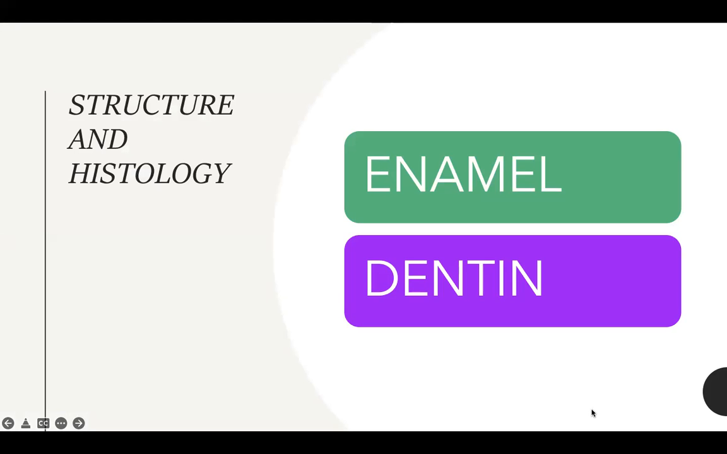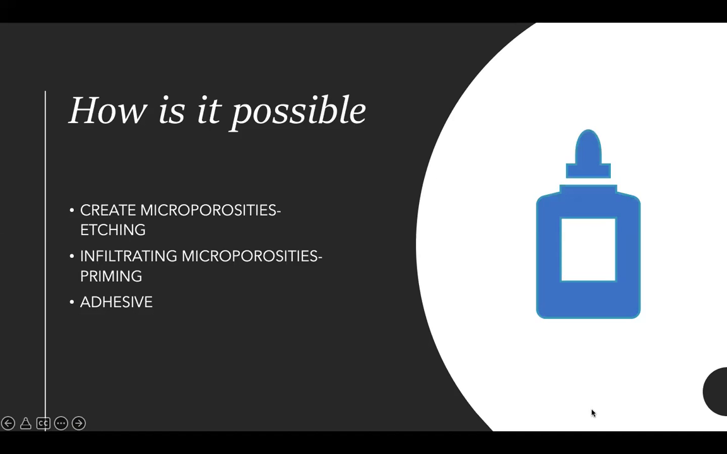In restorative dentistry, mainly we have to deal with two tissues, enamel and dentin. Both are different in structure and histologically. While enamel has more inorganic content, dentin has more organic content. So definitely bonding will be more difficult in dentin when compared to enamel. So how is bonding to enamel or dentin possible?